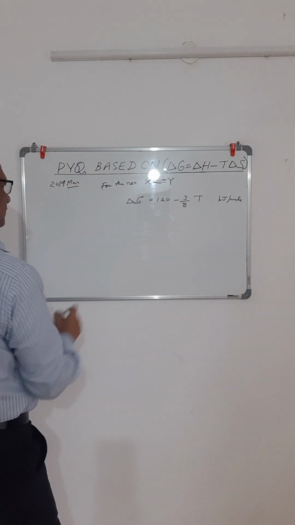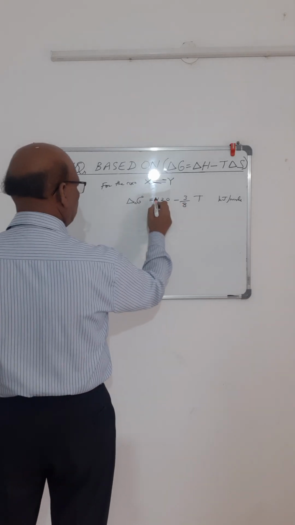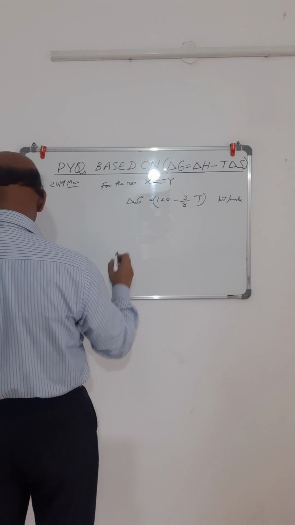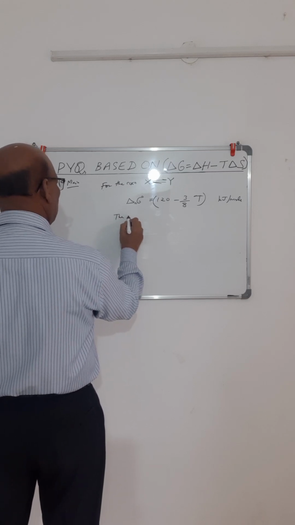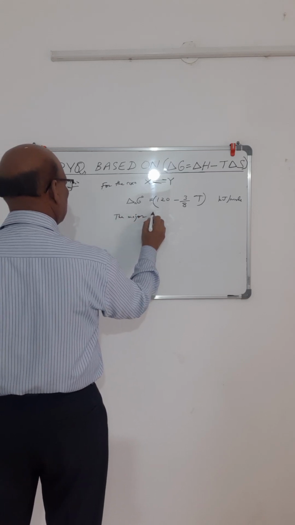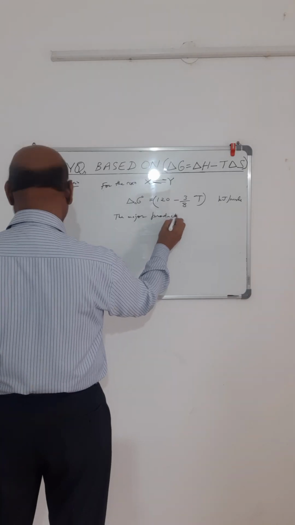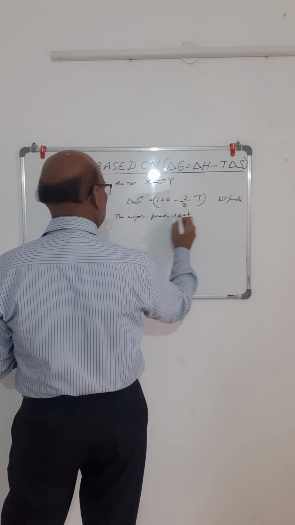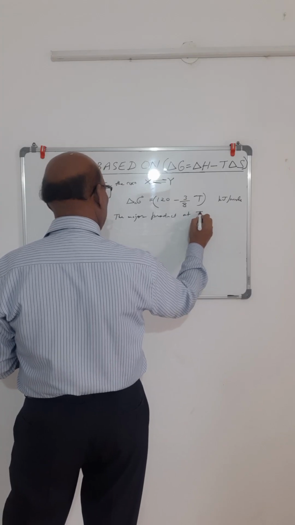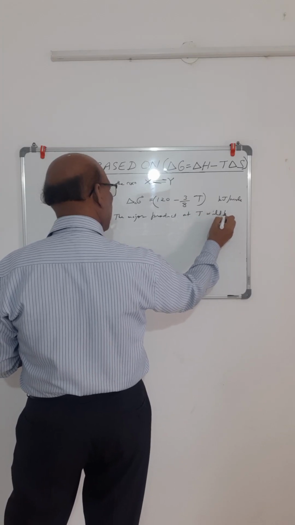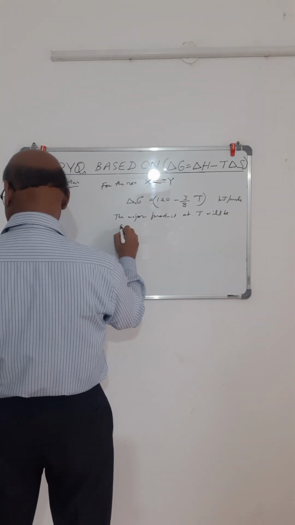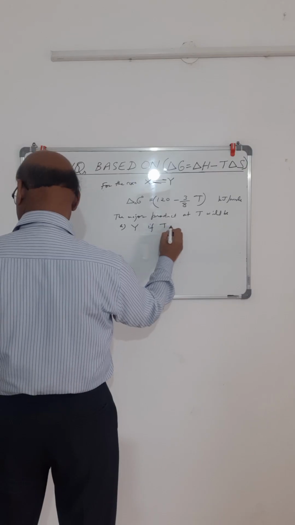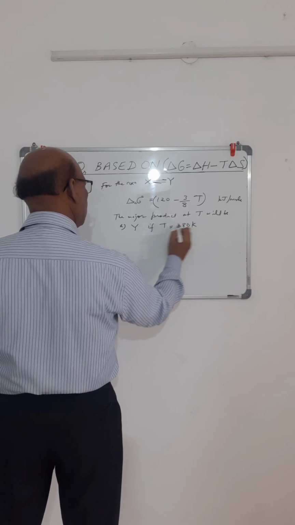So delta G is varying with temperature as per this equation, and what is asked is what will be the major product of the reaction mixture. Major product of the reaction mixture at T will be, and four options are given to us. A is Y if T is equal to 280 Kelvin.